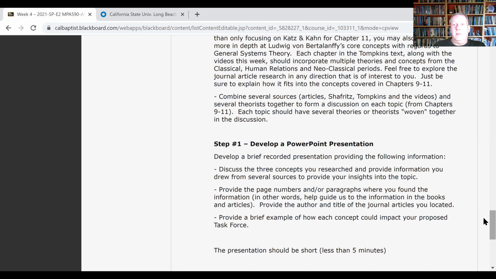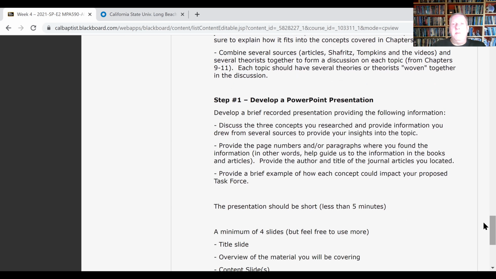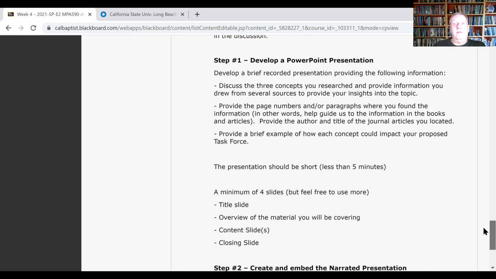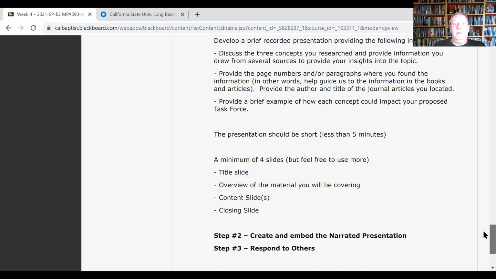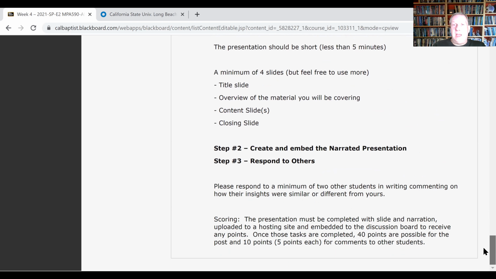Provide page numbers and/or paragraphs where you found the information, just so we're able to go back and cross-reference that information that you are providing. Provide a brief example of how each concept could impact your proposed task force. Again, your narrated presentation should be less than 5 minutes, with a minimum of 4 slides. You'll create and embed the narrated presentation, and then as always, you'll respond to 2 of your classmates.